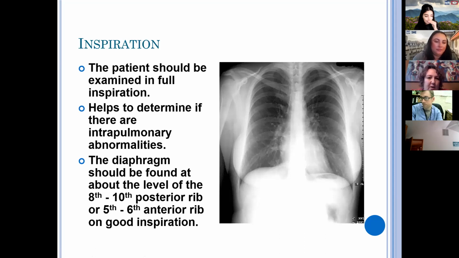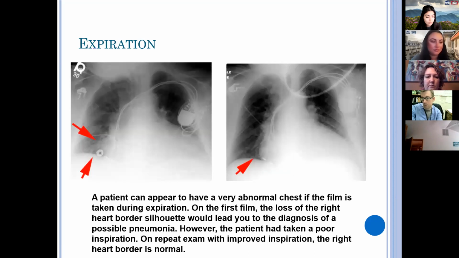When you get a chest X-ray, you want to make sure that the patient has a full inspiration. This can help to determine whether there's any intrapulmonary abnormalities. And in order to determine whether you got a good X-ray, the diaphragm should be located about the level of the 8th through the 10th posterior rib, or the 5th to 6th anterior rib. So if you count your posterior ribs, you've got 1, 2, 3, 4, 5, 6, 7, 8, 9, and then 10 comes off here. So this is a good inspiratory film. You can see we're somewhere between the 9th to the 10th level with our diaphragm.